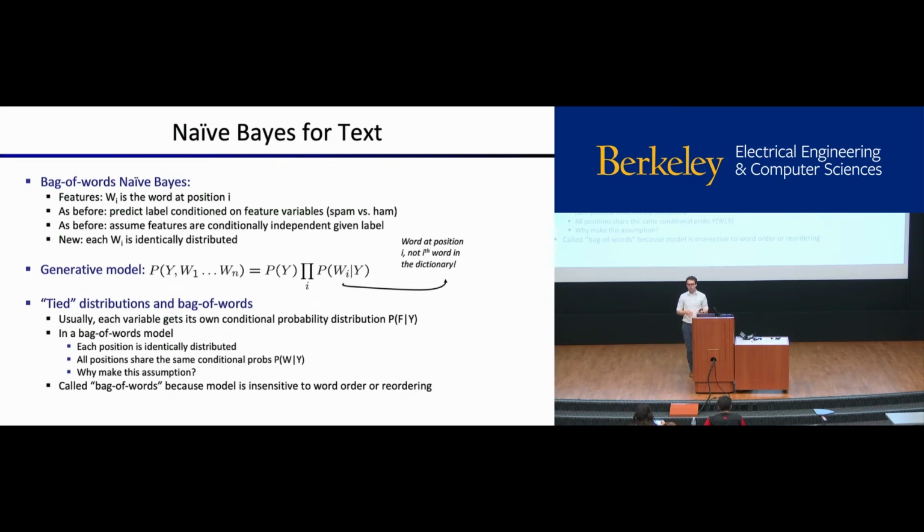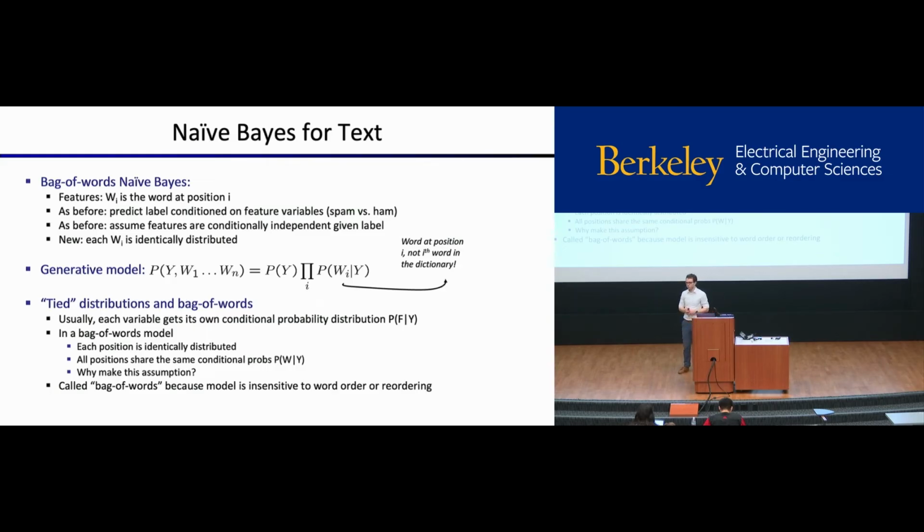So essentially what we're doing is we're tying all the parameters of these different conditional probability tables to each other. We're saying that they have to be the same. The probability of the word at position 6 in our email conditioned on spam is the same as the probability of the word at position 7 given spam. Maybe not a great idea, but it could be good at predicting. Maybe that's all we need.